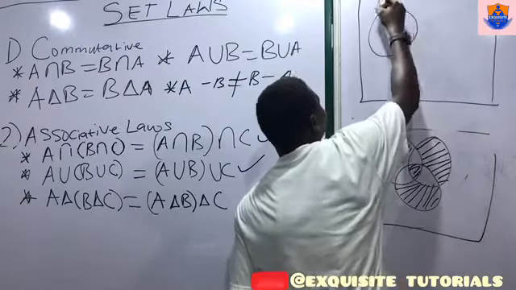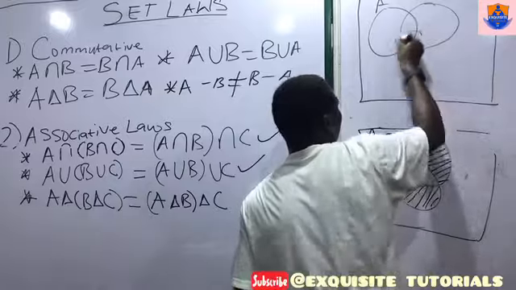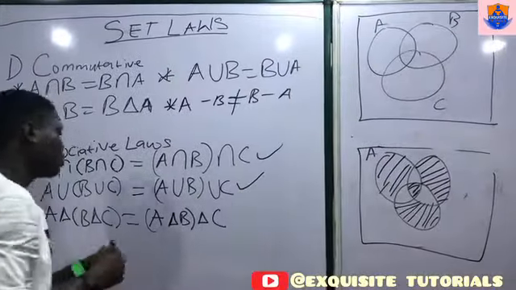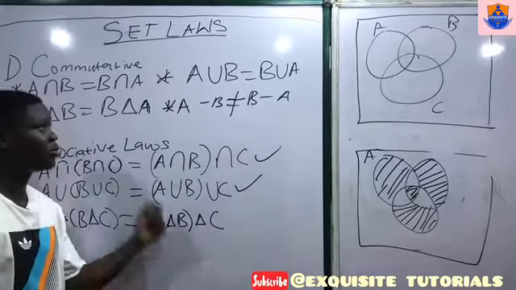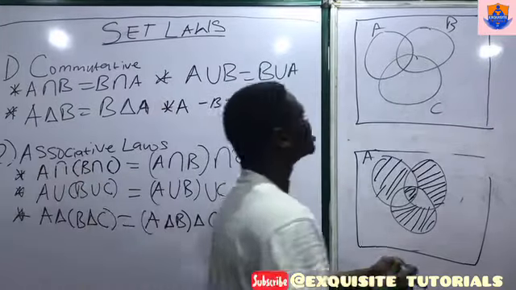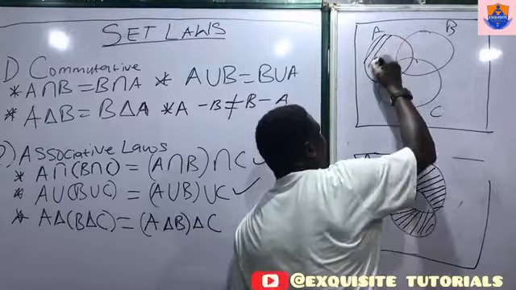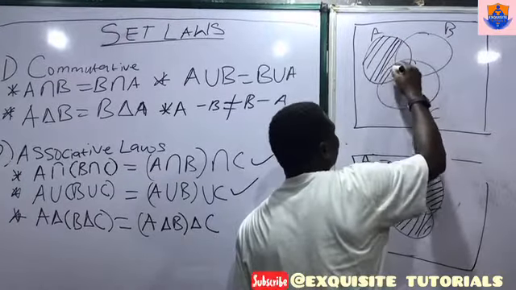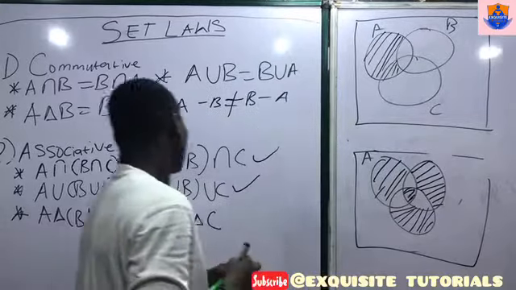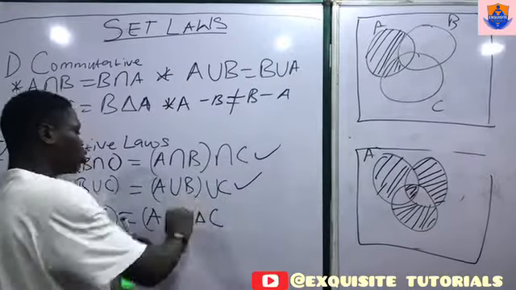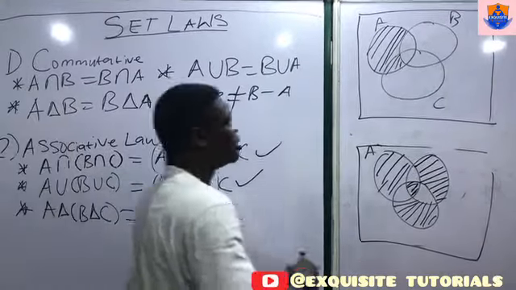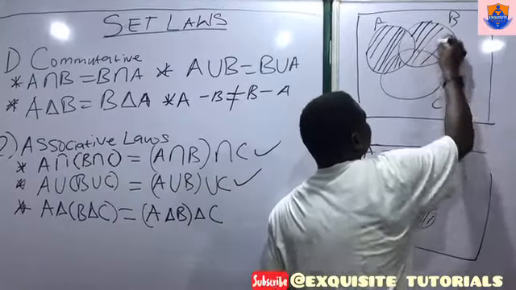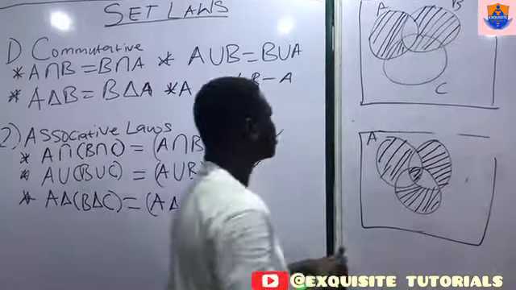We have A, B, and C. First, we want to look for A symmetric B. What will be A symmetric B? Those elements that are in A but not in B, adding it up with those elements that are in B but not in A. So we have gotten the first part.